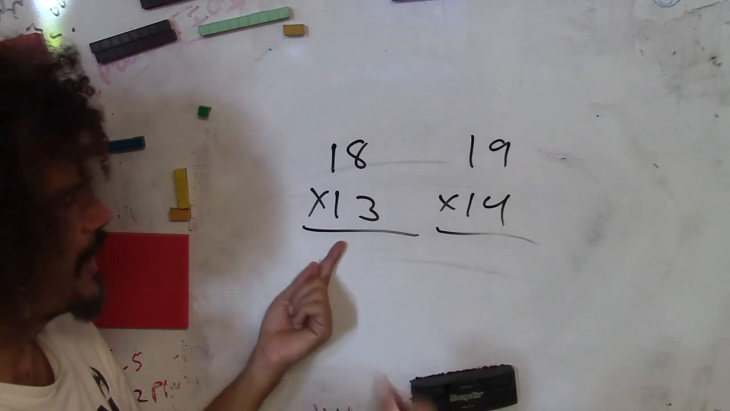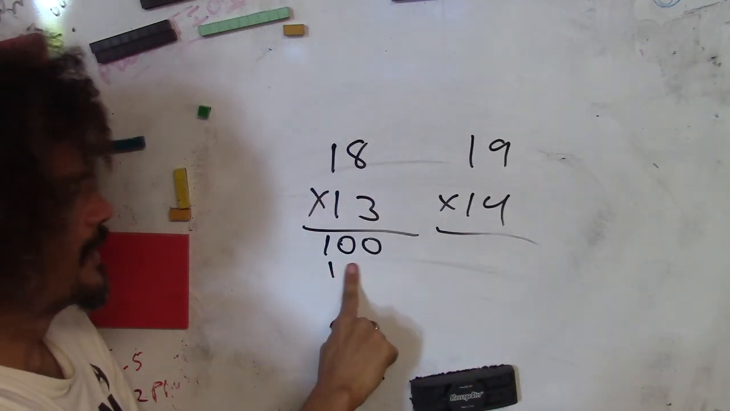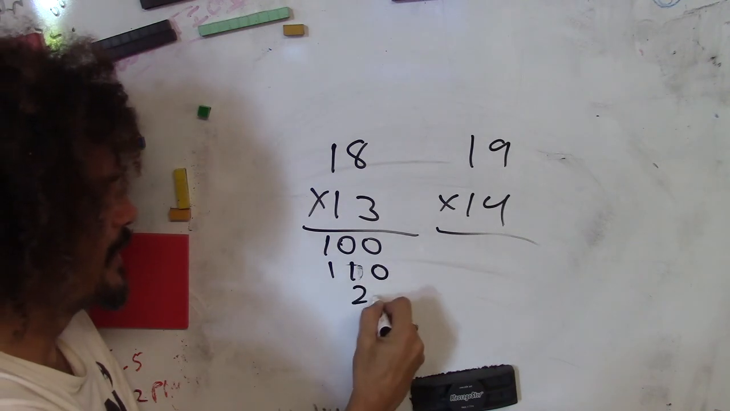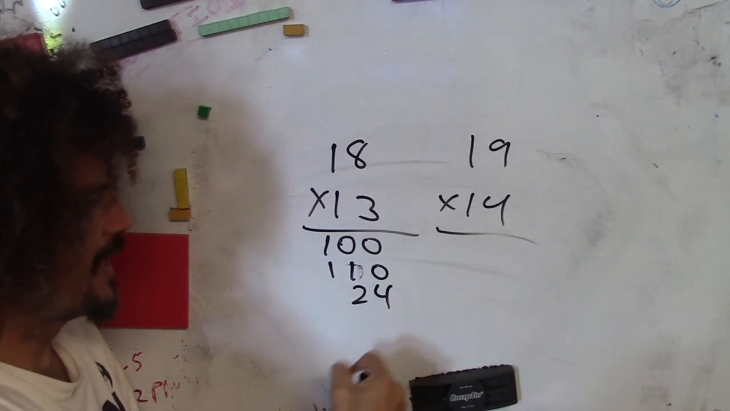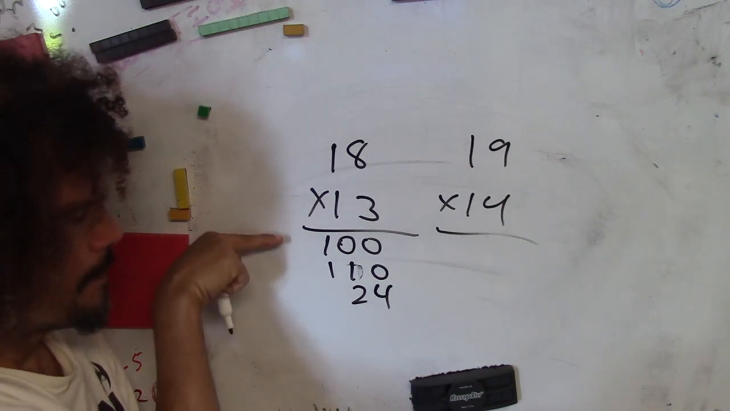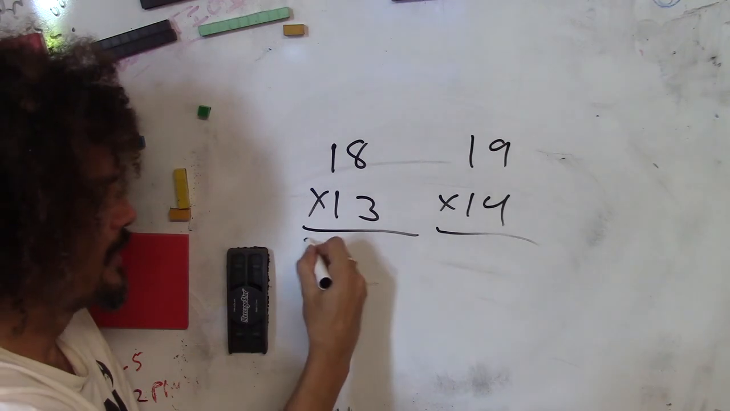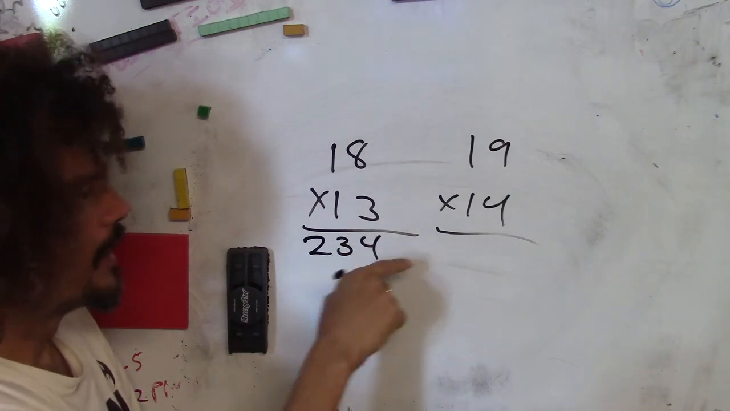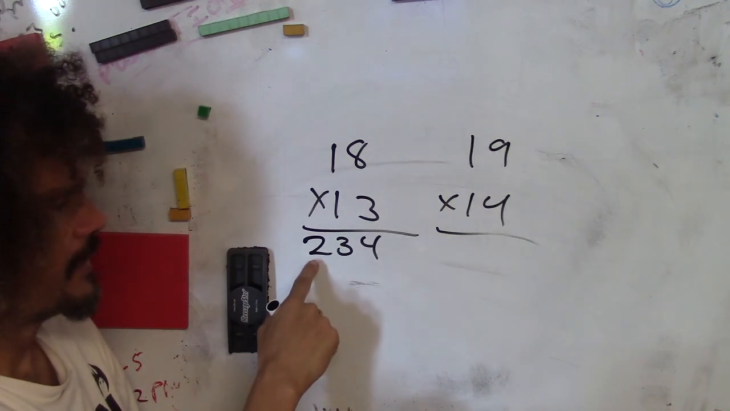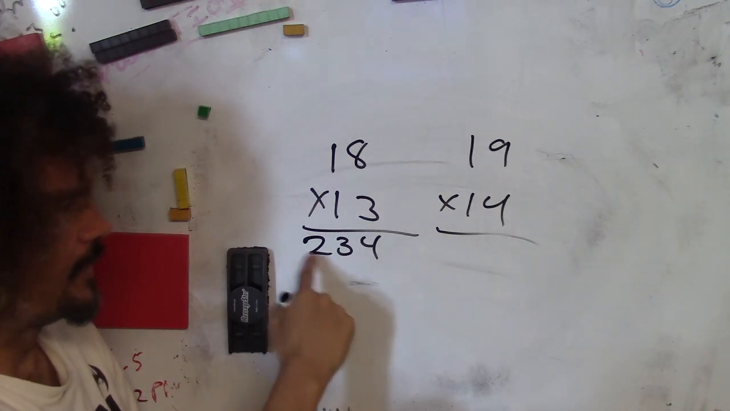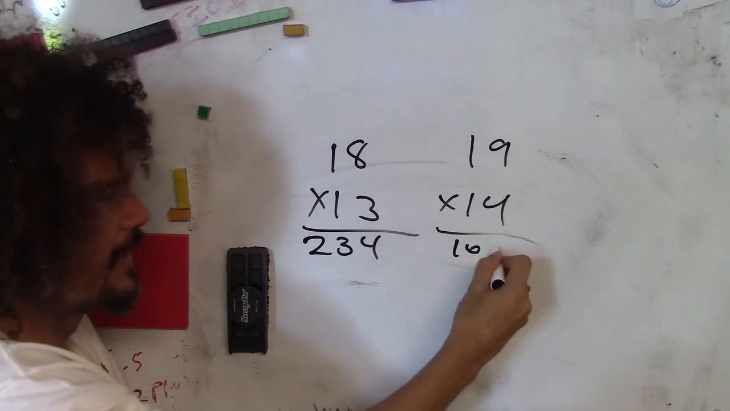All right. So what do we got? Well, it's gonna be 100, right? 110, and 20. What's 3 times 8? 24. There you go. How easy is that? 234. Even went this way: 2, 3, 4. And look, 2, 3, 4. 18 times 13, right? 3, 4, 5. 1, 2, 3. 2, 3, 4. All right. What's 14? 100.